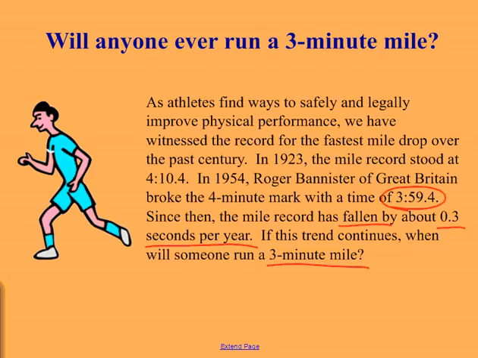All right, so one thing that we have to take into account here is the units that we're going to be dealing in. We're obviously working in time. We have Bannister's time, we have the time that the record is decreasing by, and we have time for a 3-minute mile. But we can't work in some minutes and some seconds. They have to all be the same. So we need to decide that everything that we put into our equation is going to be in terms of seconds.